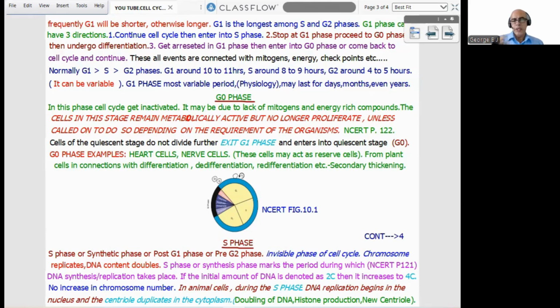In an animal cell, during S phase, DNA replication begins in the nucleus and the centriole duplicates in the cytoplasm. Animal cell, that is why centriole. And events like doubling of DNA, histone production, and centriole duplication will all be in S phase.